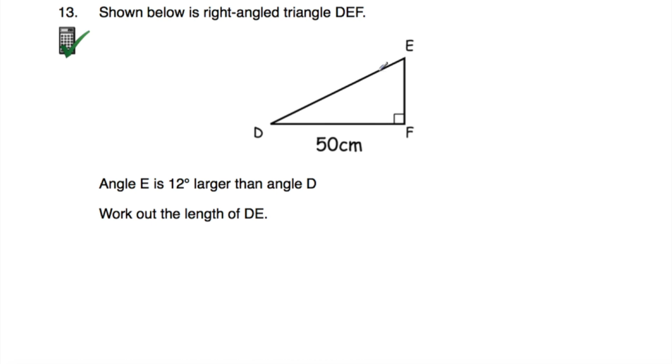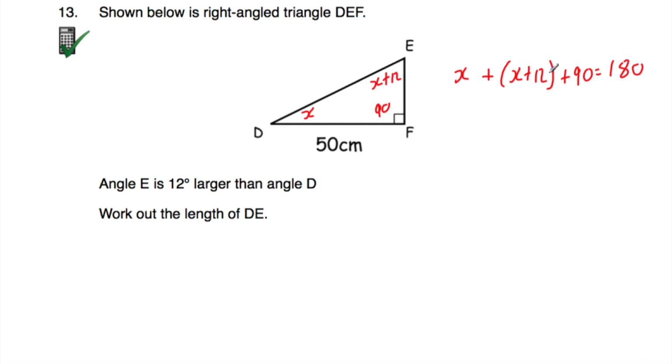Now if we know that this one is 12 degrees larger than that one, let's call this angle here X. And this one's 12 degrees larger, so this would be X plus 12. We would add 12 onto this one to get this one. Now let's use that information to find these two angles. The angles in a triangle add up to 180 degrees. This is obviously 90 degrees. So that means we've got X plus X plus 12 plus 90 is equal to 180 degrees. If we add up the three angles, we'll get 180 degrees.